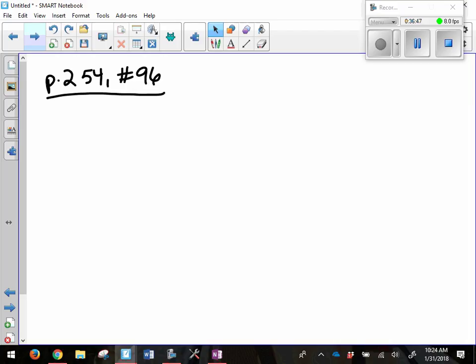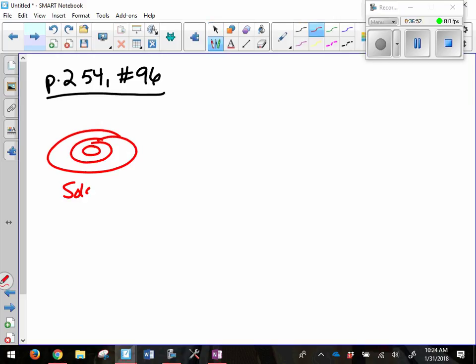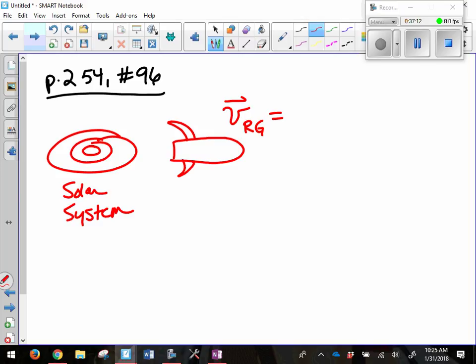Okay. So, here's my solar system. Here's my rocket. And they tell me that the velocity of the rocket with respect to the ground, aka the solar system, is 6.0 times 10 to the 3rd meters per second.